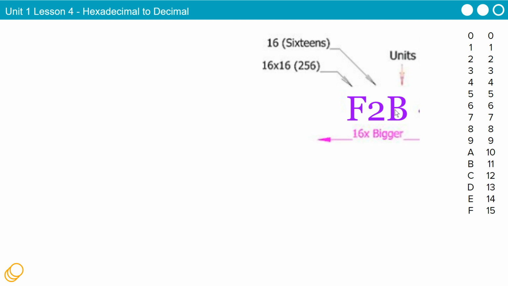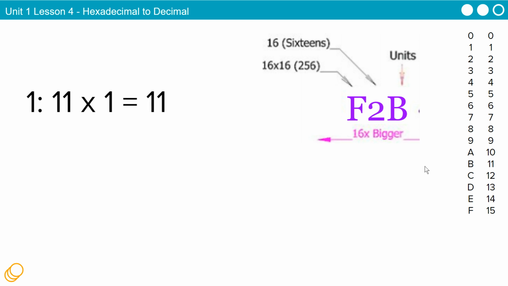Oh, hold on. This is your 16th place. This is the 256. All right, so I think people are kind of figuring it out. What value is in my ones place? 11, right? Because it's a B, which lines up with 11. So I take 11 times 1.